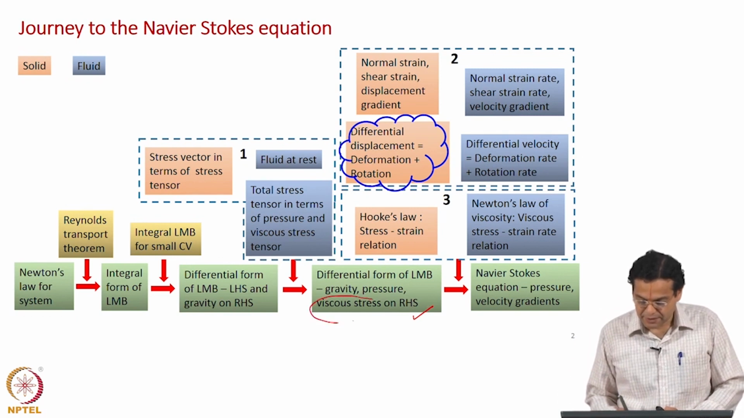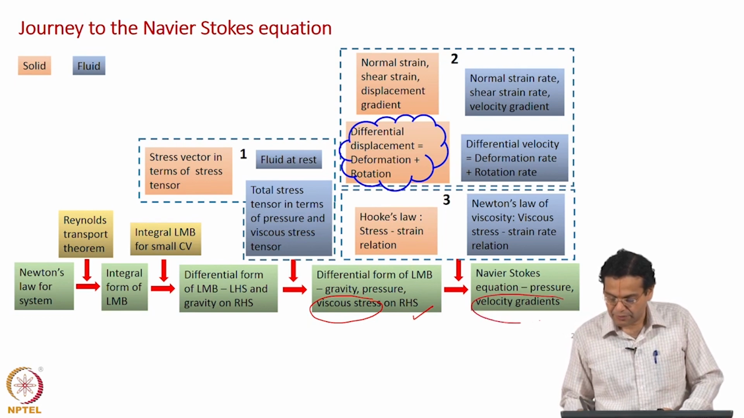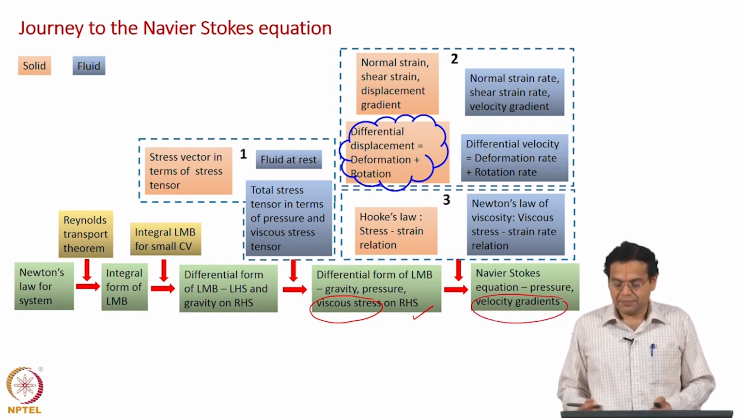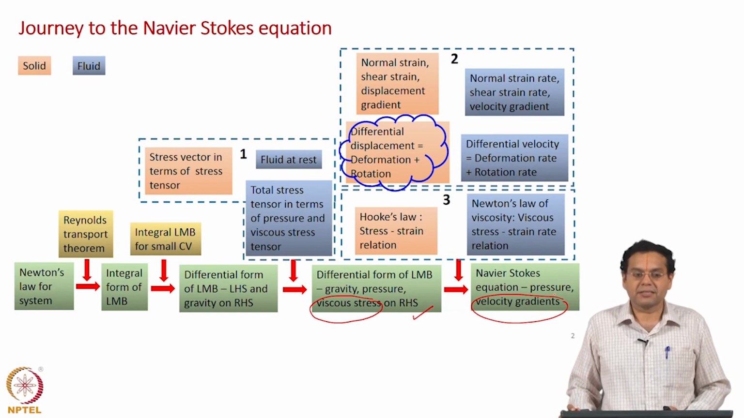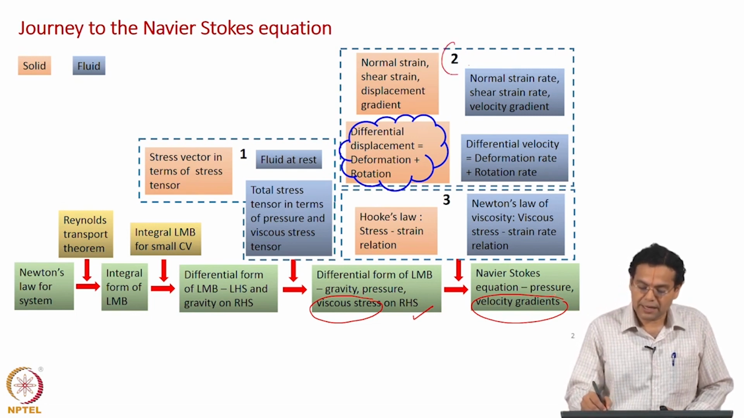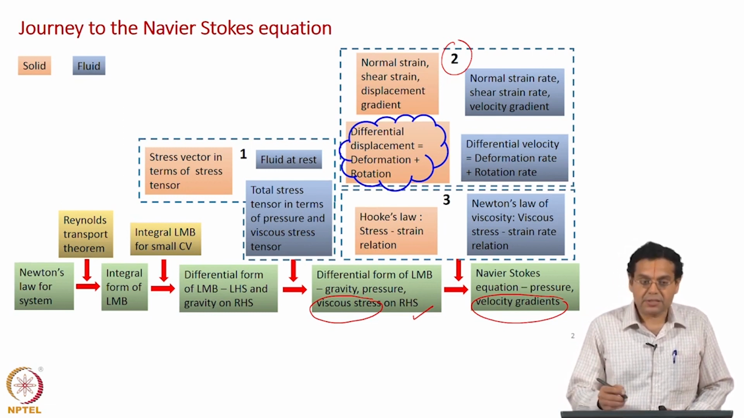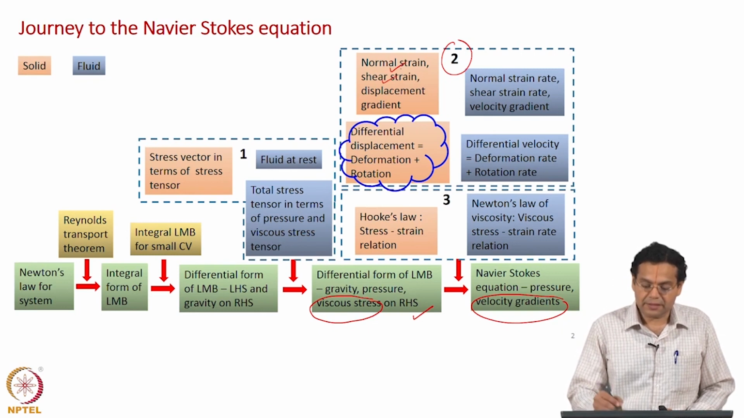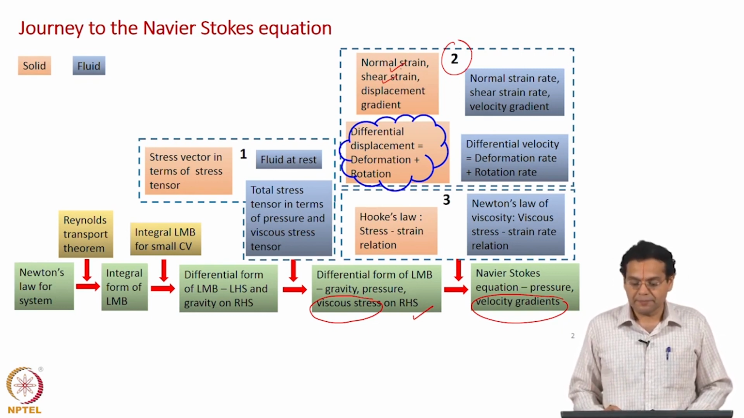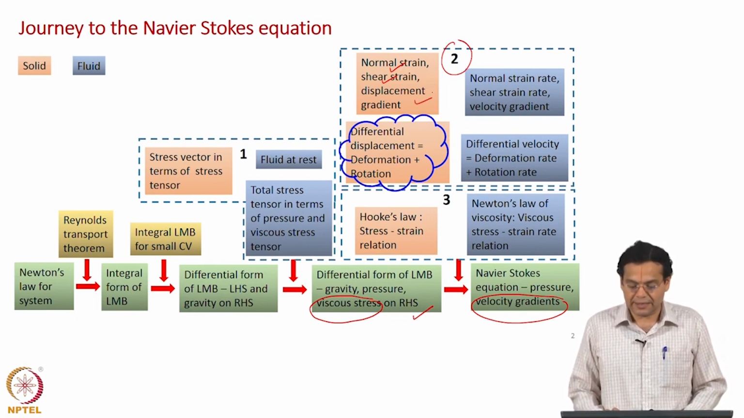The viscous stresses on the right hand side were unknown. We need to relate them to the velocity gradient. I think now we can have some feel for velocity gradient, having discussed displacement gradient. So, to understand velocity gradient, we came to solid mechanics, so that you can understand displacement gradient. We introduced normal strain, shear strain, also discussed rotation, and we also discussed displacement field and displacement gradient. That is where we stand.